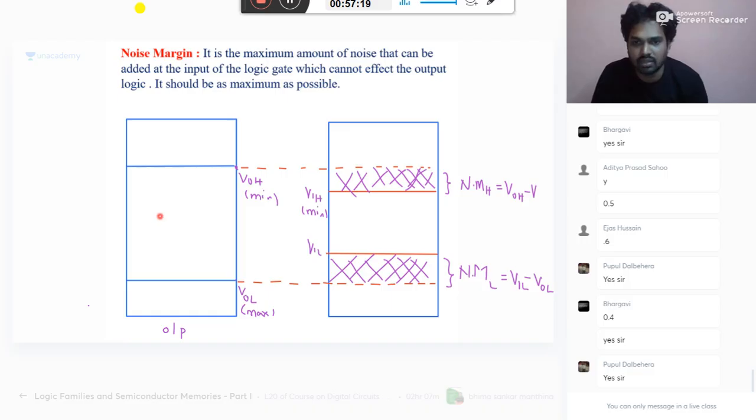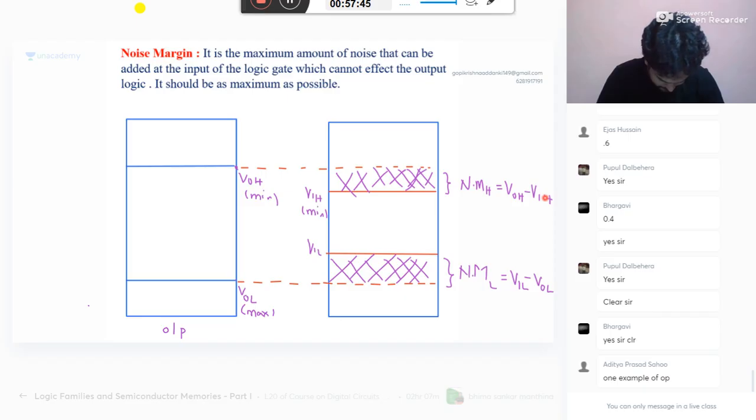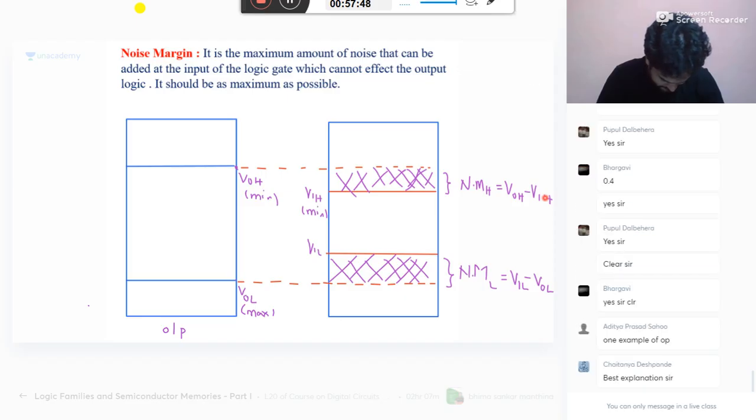Hi, ask me anything. What is total noise margin? Again, same story I will tell you. Okay, firstly tell me this one. Thank you, Chaitanya.